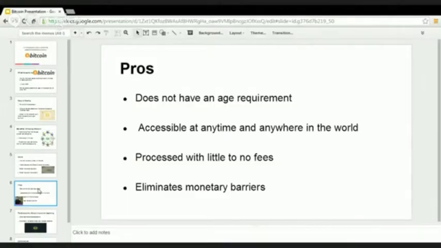It's accessible at any time and anywhere in the world. So, like Alex also mentioned, if I wanted to send Alex $5 because he did a slideshow for me, I could do that in about a minute. And it's processed with little to no fees.